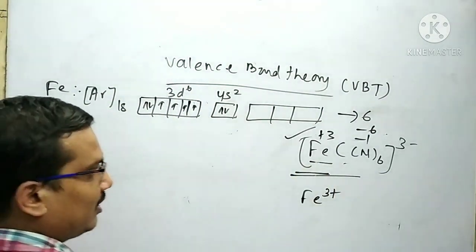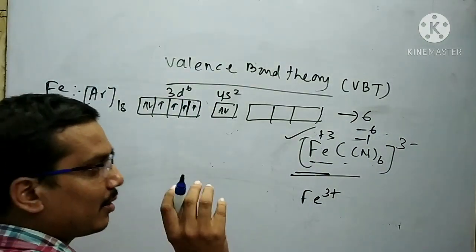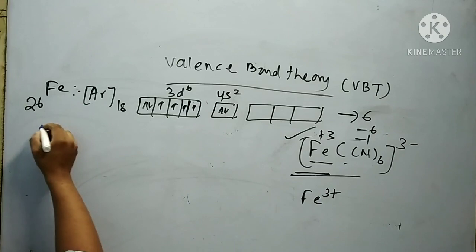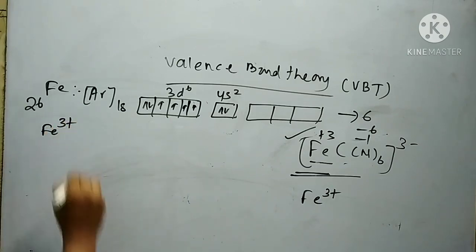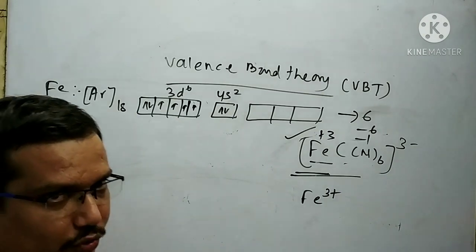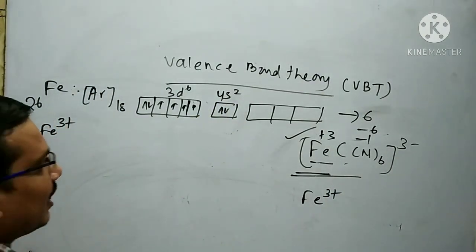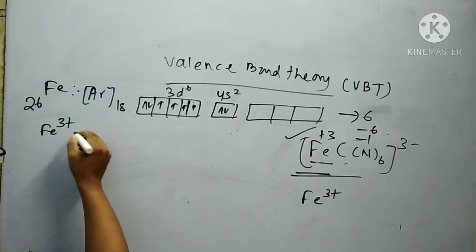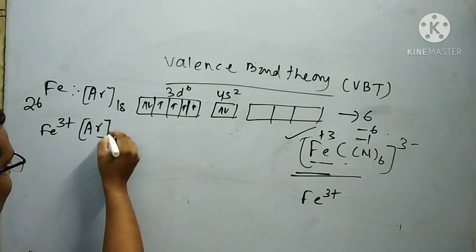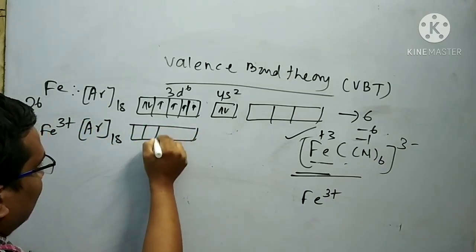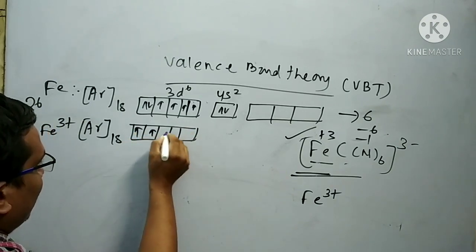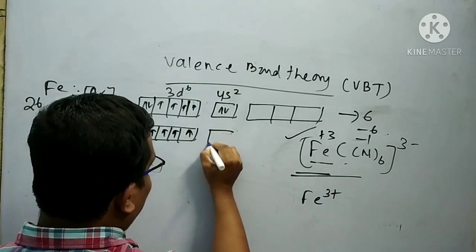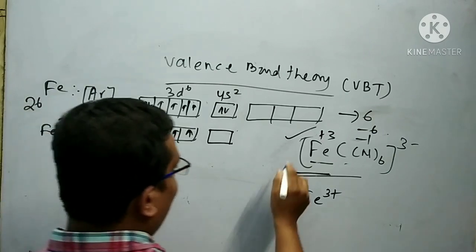Here Fe3+ acts as the central metal cation. So the next step is to convert the iron to Fe3+. This is possible by removing two electrons from the 4s orbital and one electron from the 3d orbital. As a result, I can write like this: here one electron, here one electron, here one electron, here also one electron, and this orbital is now empty.